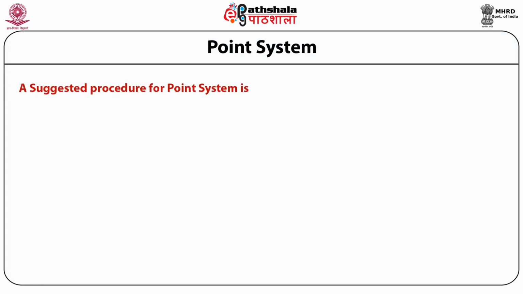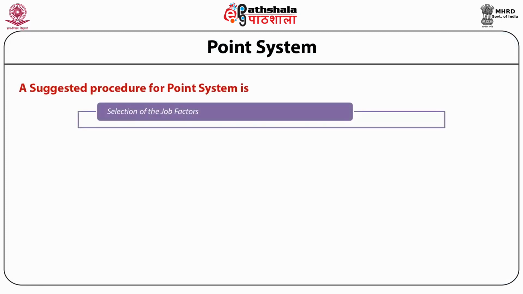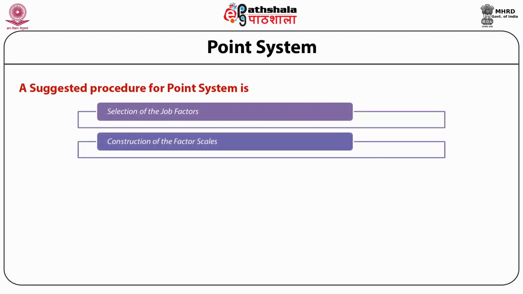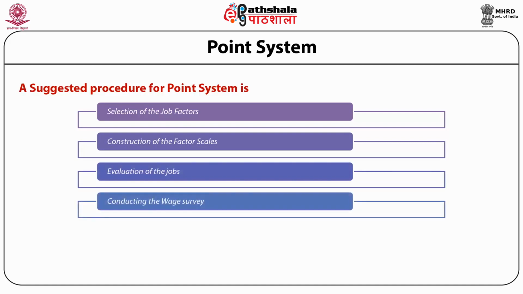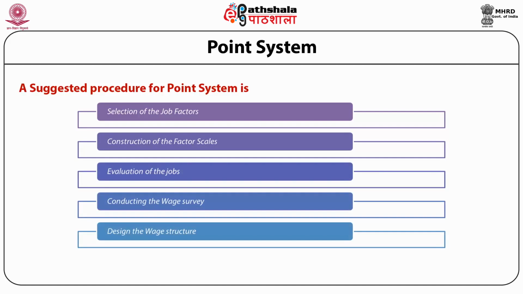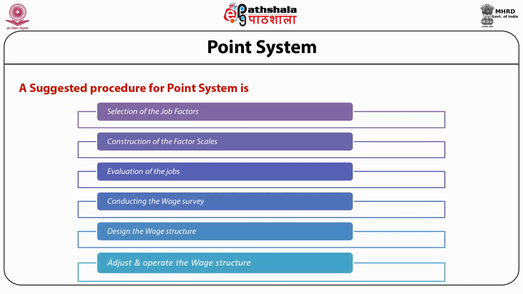A suggested procedure for the point system is selection of the job factors, construction of the factor scales, evaluation of the jobs, conducting the weight survey, designing the weight structure, and adjusting and operating the weight structure.